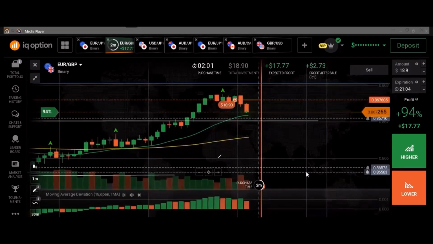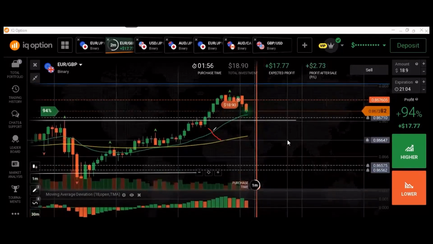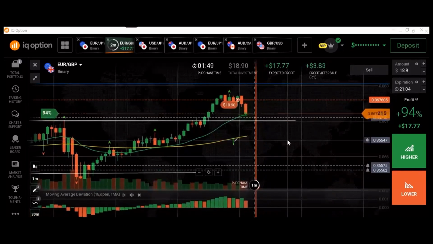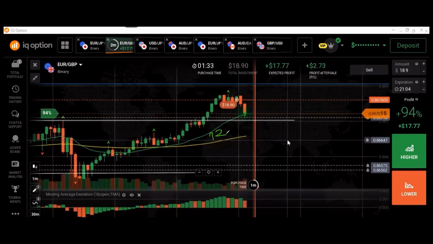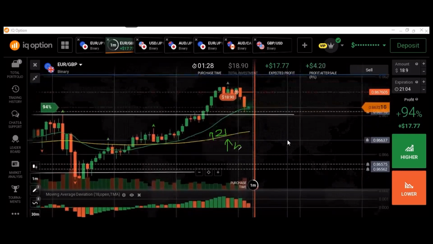One is a 21 EMA. This green indicates the 21 EMA here. And the yellow indicates the 50 moving average. So I just want to know what is a major trend and what is a minor trend. This green indicates the 21 EMA, which shows me the minor trend, and this yellow 50 moving average will show me the major trend. So the major trend and the minor trend are the same here.